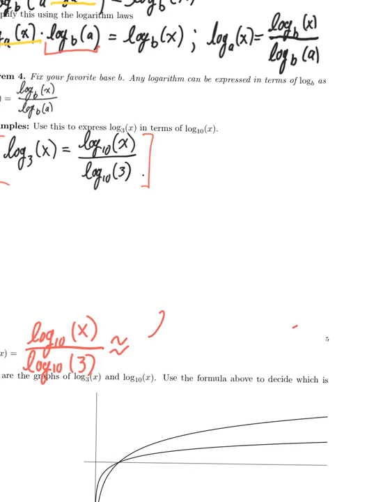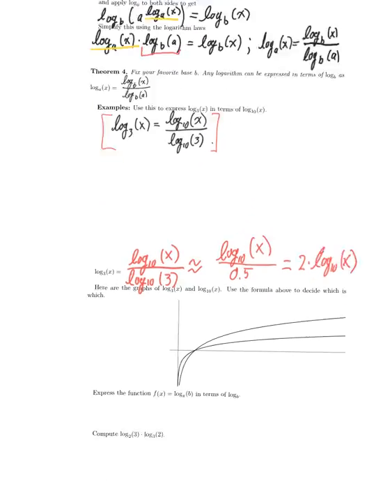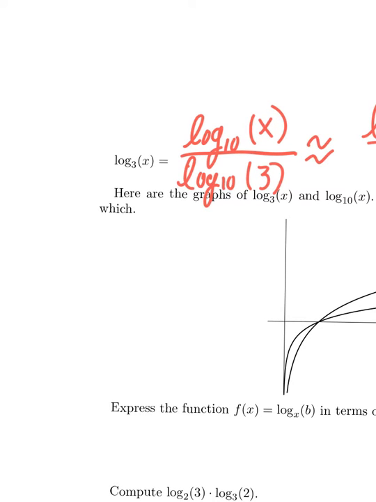So this is about log base 10 of x divided by 0.5. And we are being approximate, but we can simplify at this point. So log base 3 of x looks like it's about 2 times the log base 10 of x. It's only approximate, but that's okay. So let's just write down that conclusion right here. The log base 3 of x is about 2 times the log base 10 of x.